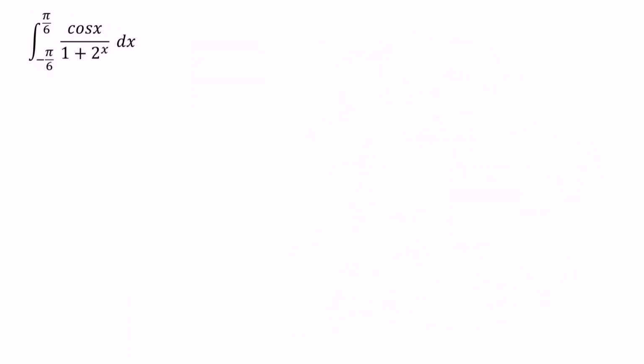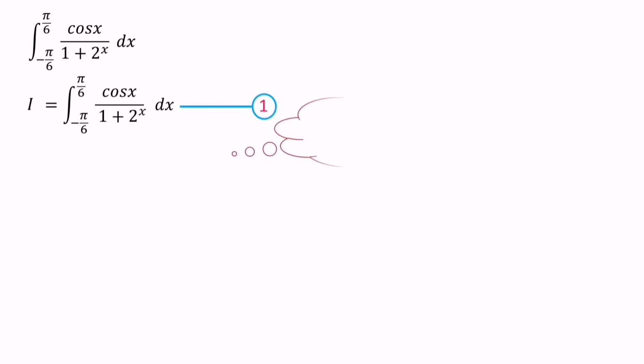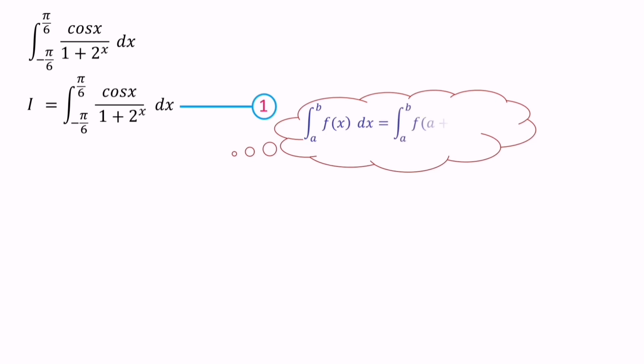Let's consider the final answer of the integral from minus pi over 6 to pi over 6 of cos x over 1 plus 2 to the power of x as capital I. Then we need to find this value of capital I. Take this one as equation number 1. We know integral a to b f(x) equals integral a to b f(a plus b minus x).